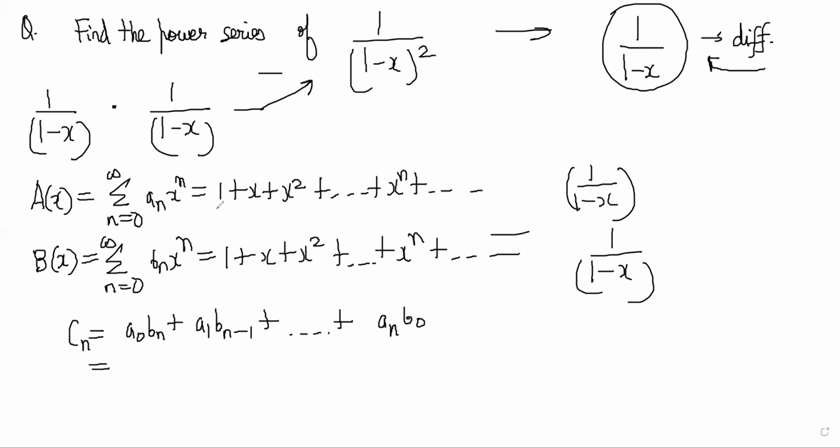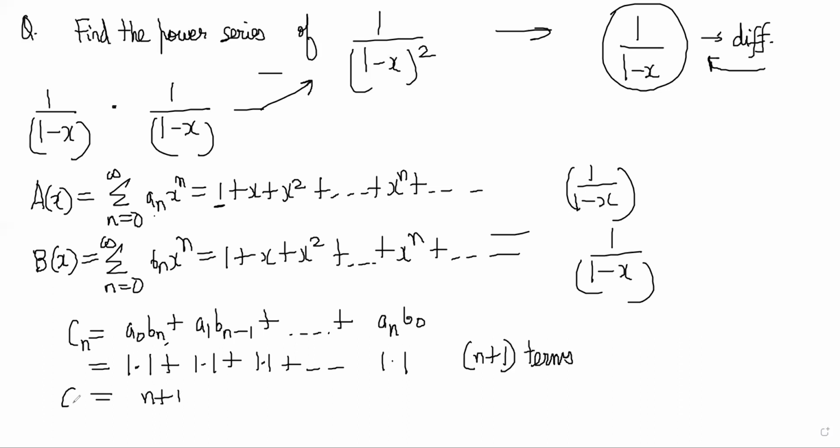Now notice that each of the an's is 1. a1 is 1, a2 is 1, everything is 1. So it is 1, and the bn's are also 1. So 1 into 1 plus 1 into 1 plus 1 into 1, and so on till 1 into 1. How many terms are here? There are n plus 1 terms. So you are getting Cn is equal to n plus 1, right?